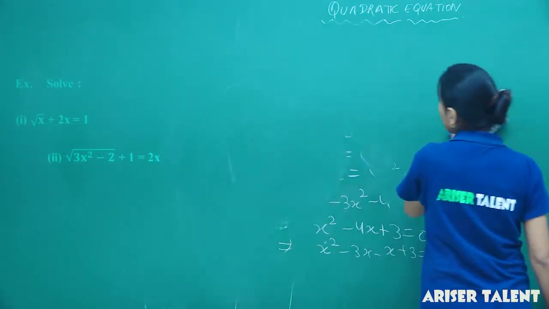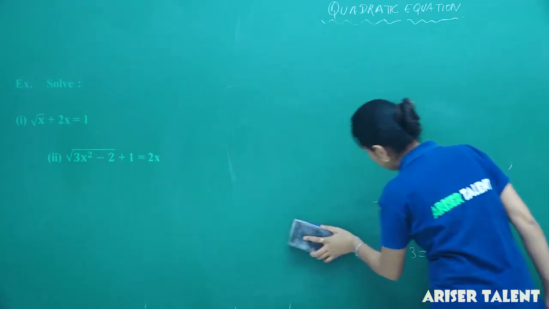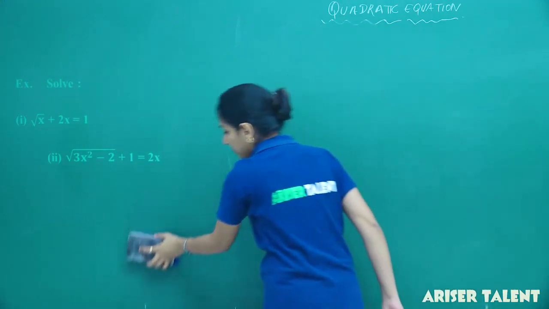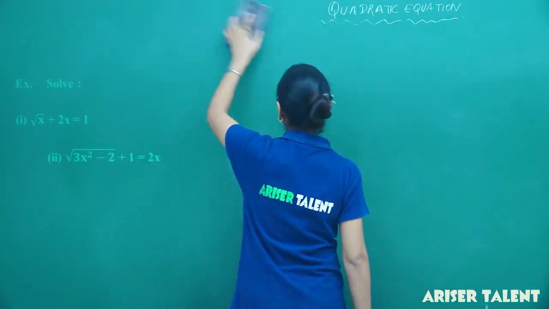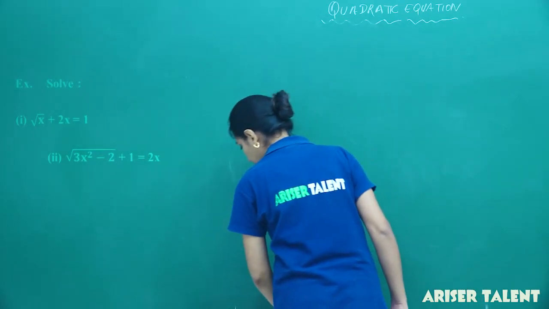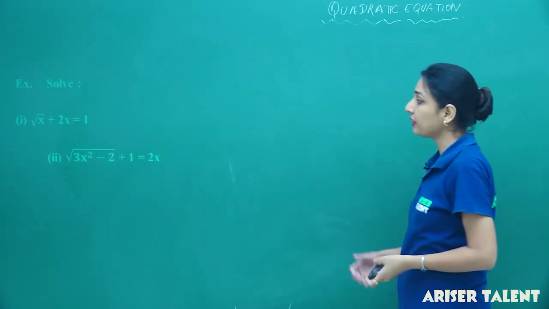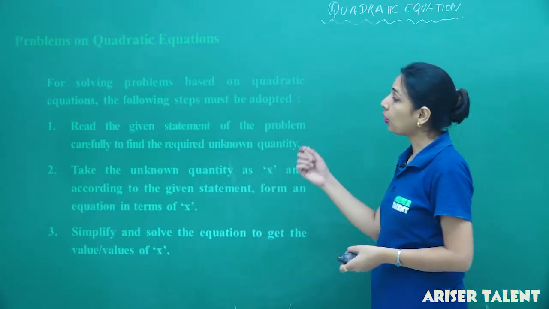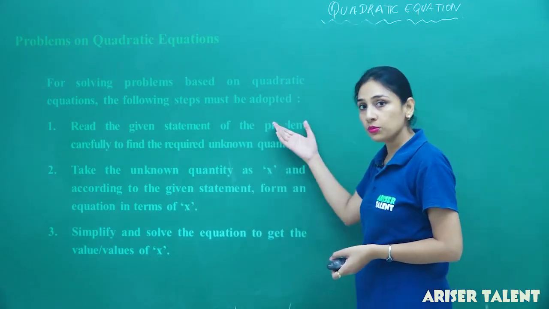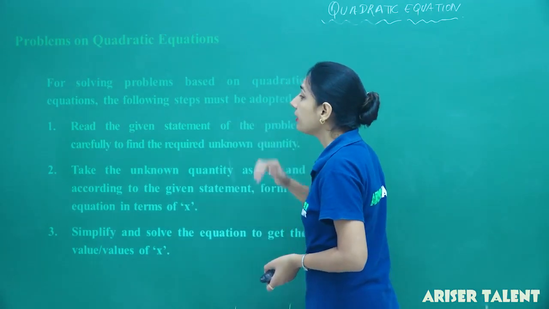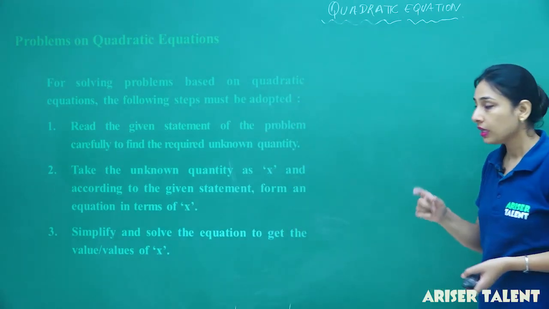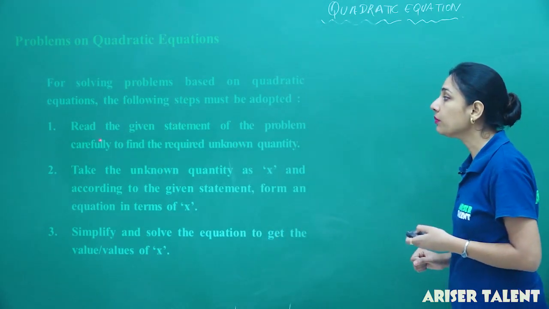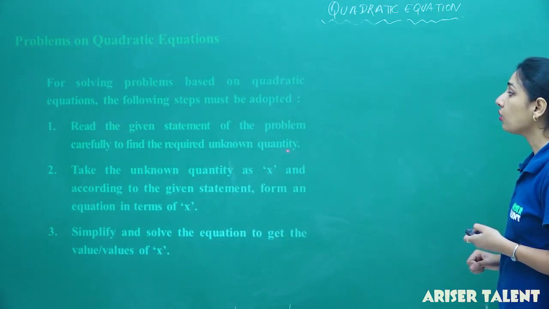Okay students, now what is next? Let's find out. We are having some theory here, for our benefit, so that we can know the procedure of solving the question. So, problems on quadratic equation. For problem solving based on quadratic equation, the following steps must be adopted. The number 1 step is what? Read the given statement of the problem carefully to find the required unknown quantity.